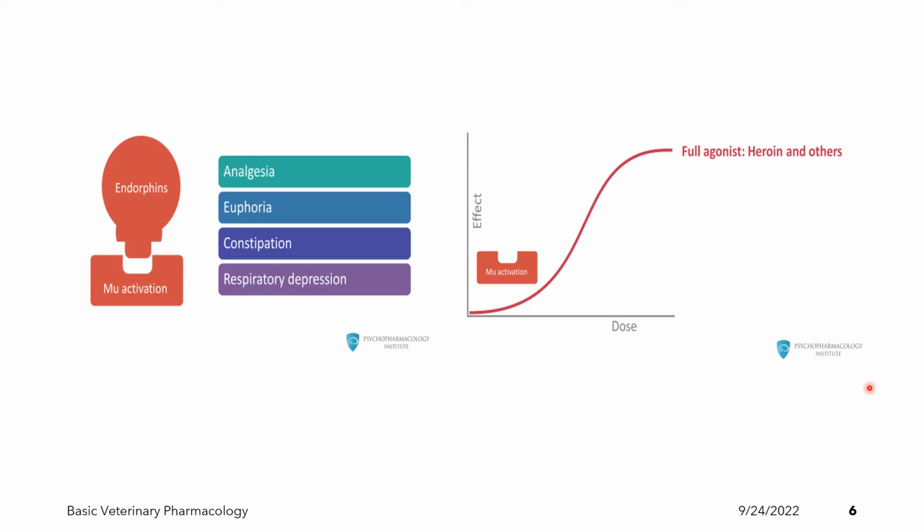When exogenous opioids like heroin are ingested and enter the brain, they will also activate the mu receptors, producing the same results. Because heroin is considered to be a full mu opioid agonist, at some dose the receptors are fully activated to a theoretical 100% maximal effect.